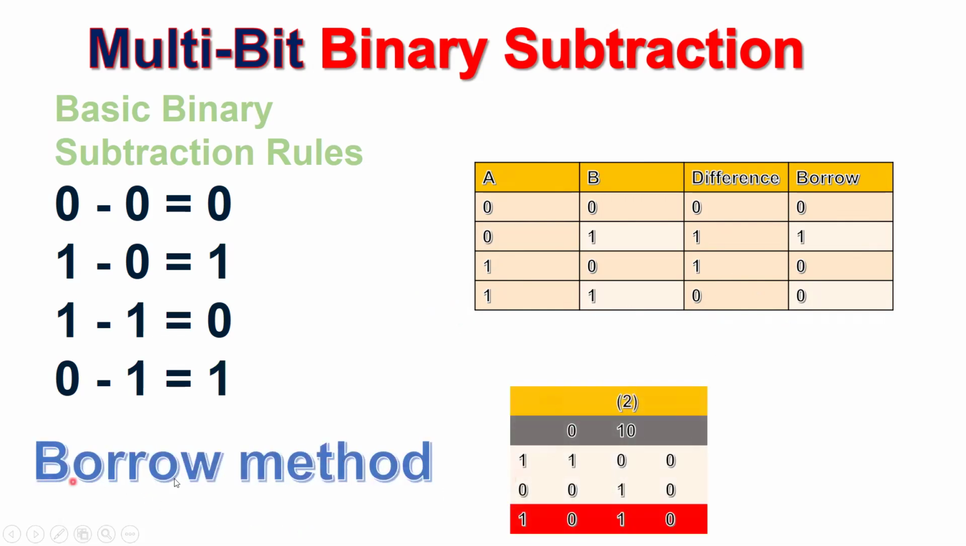So this is called the borrow method. For example, you have to subtract 1 from 0, and 0 is smaller than 1. So 0 has to borrow 1 from some other bit. Therefore, that becomes 10 in binary. In decimal, we will read it as 2 equivalent. So 2 minus 1 equals 1. So since 0 had to borrow 1, we call it the borrow method of binary subtraction. Let us understand this by means of an example.